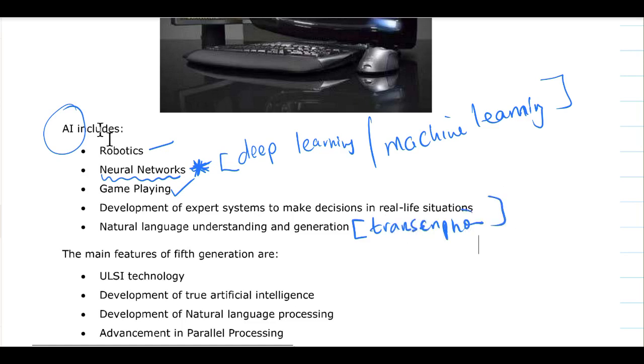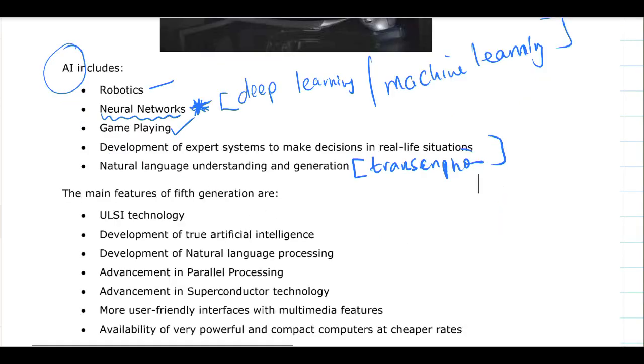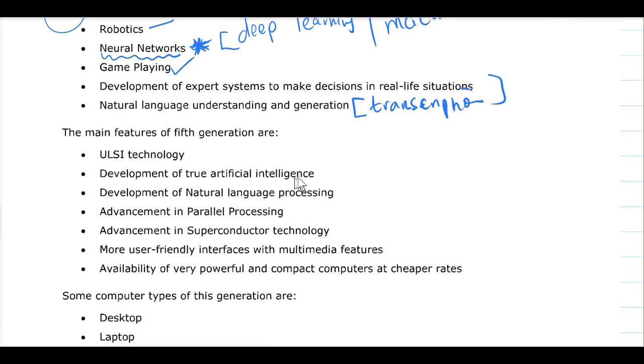The other main features of the fifth generation are the ULSI, the development of true AI, and the development of natural language processing. Parallel processing I have already described. There is superconductor technology, and we have very user-friendly interfaces. Talk about touch screen. That is what we have today.